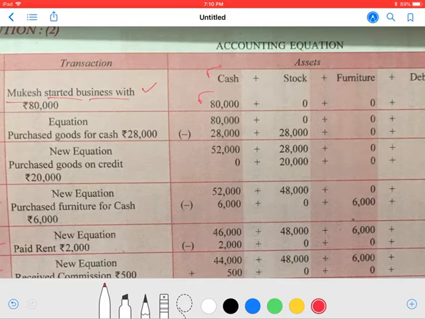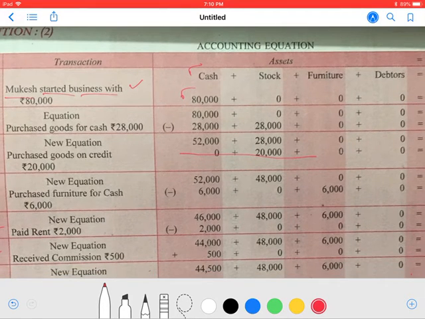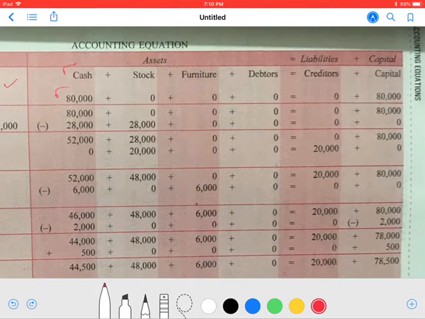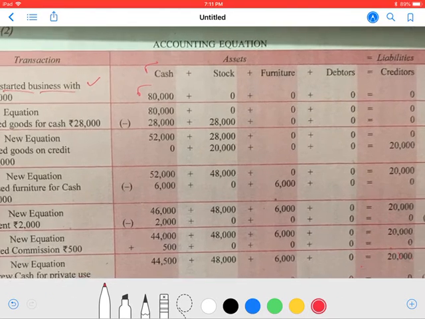So whenever any businessman invests his money in the business, it is called capital. So the other account that is affected is capital. The capital is 80,000. So this is the transaction: cash 80,000 and capital 80,000.